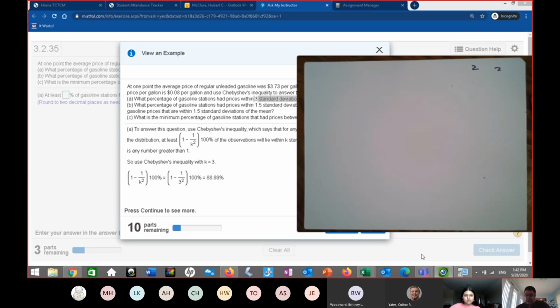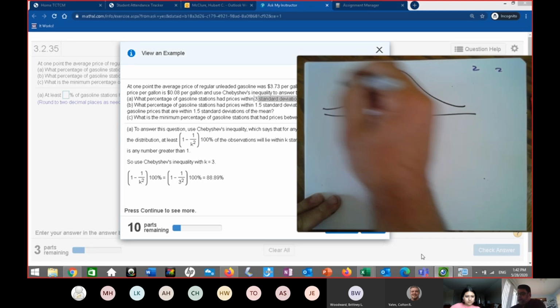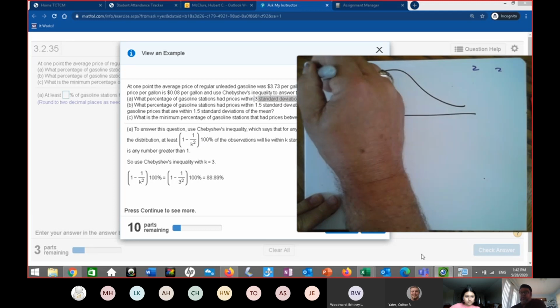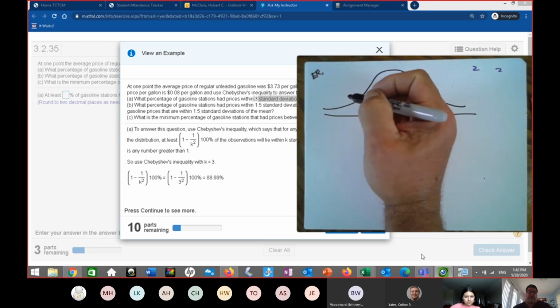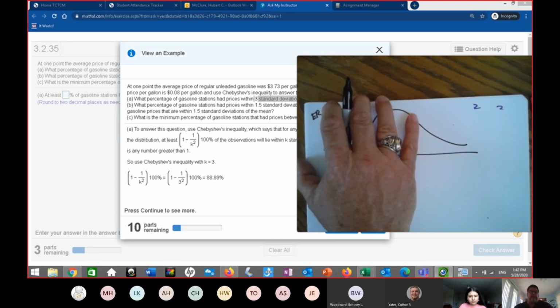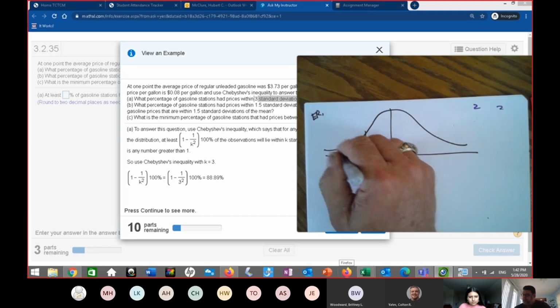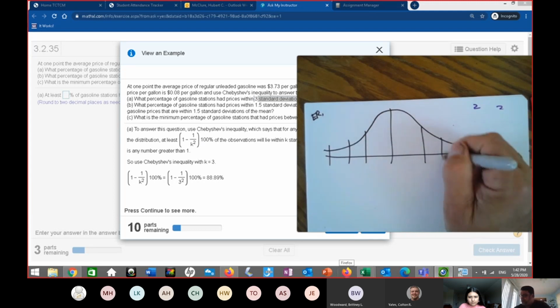The empirical rule, which is used most often. Let's see what they say. Average price of $3.73.